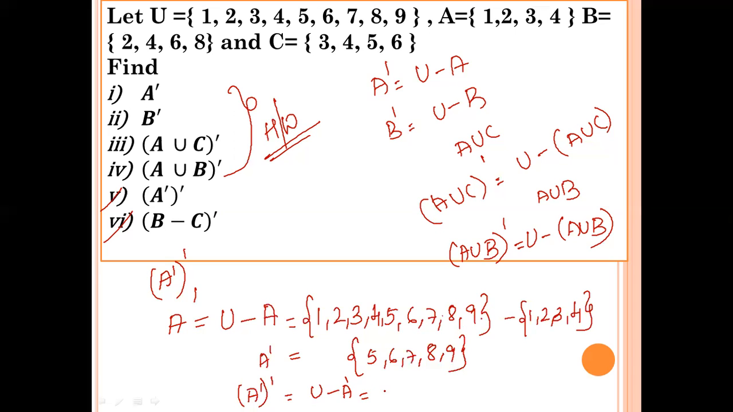So u is 1 2 3 4 5 6 7 8 9. Okay, minus what is a dash?